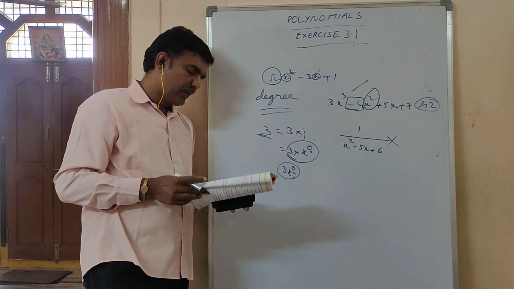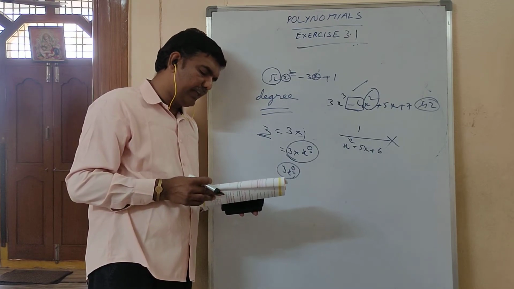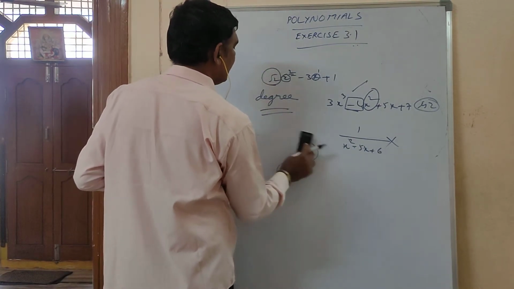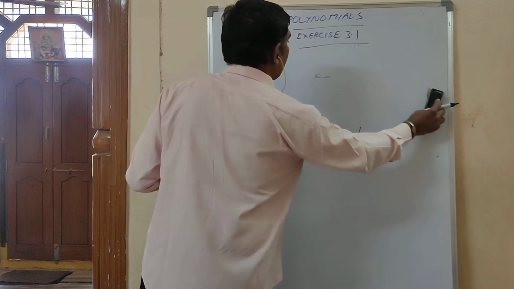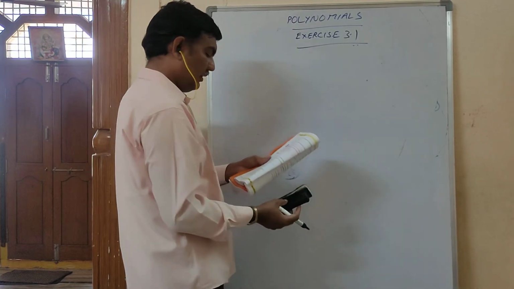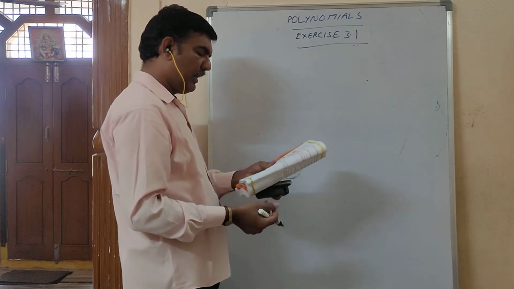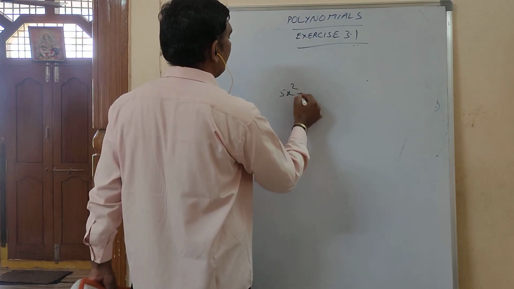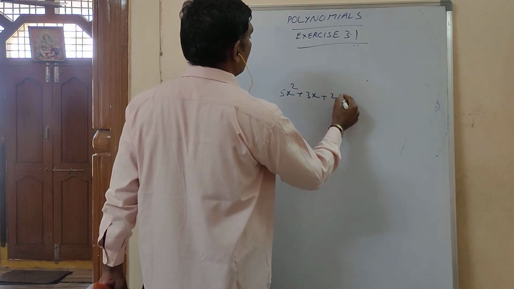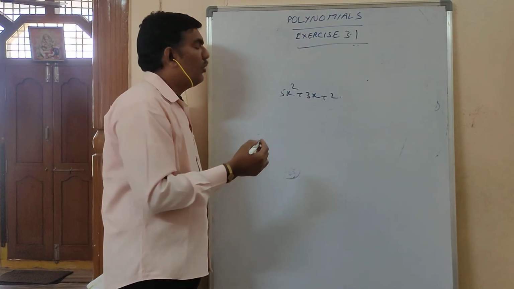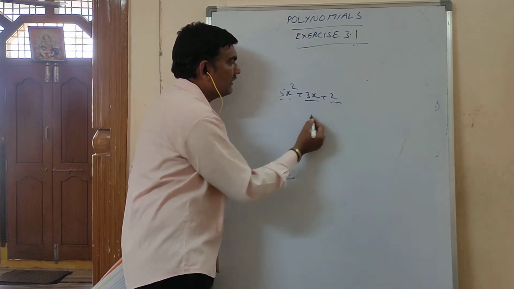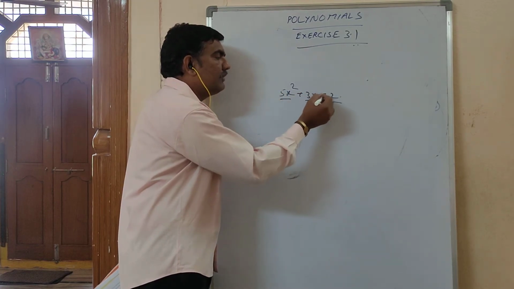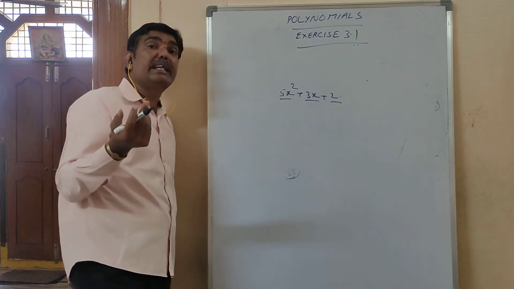Okay. The degree of a polynomial is 1 more than the number of terms in it. True or false, you have to say. He has given a definition. The degree of a polynomial is 1 more than the number of terms in it. Take 5x square plus 3x plus 2. How many terms are there here? 1, 2, 3. What he is saying is that the degree is one more than the number of terms.